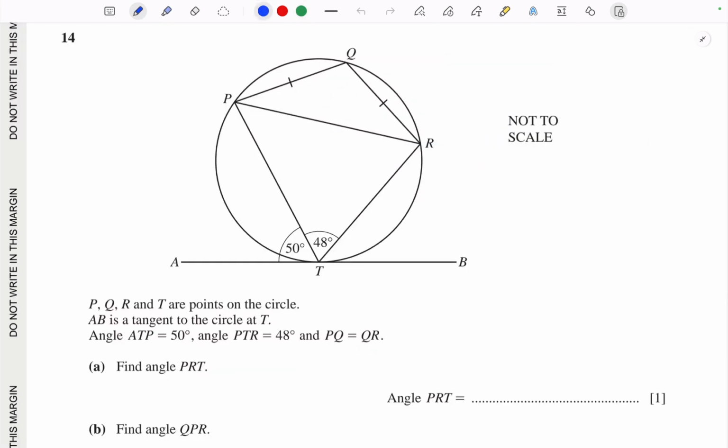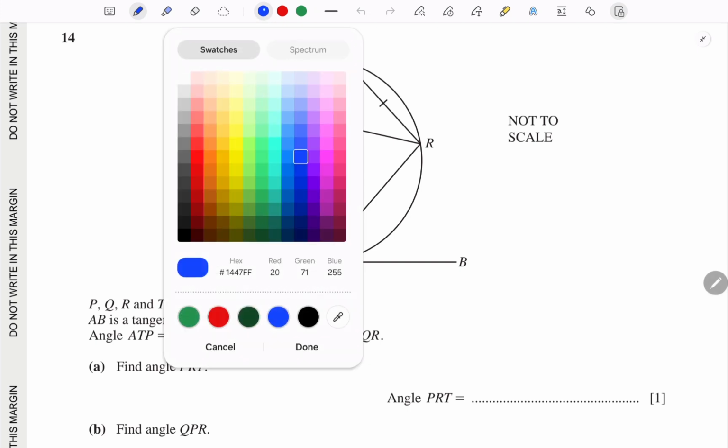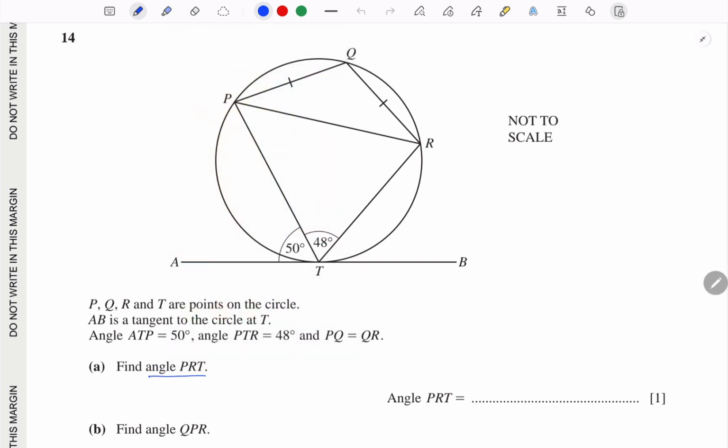Now let's move to the next question. Here, this is a question from geometry. P, Q, R, and T are points on the circle. AB is a tangent to the circle at T. Angle ATP is equal to 50 degrees. Angle PTR is equal to 48 degrees. And PQ equals QR. Find angle PRT. So this is the first part that we need to solve. We need to find the angle PRT.